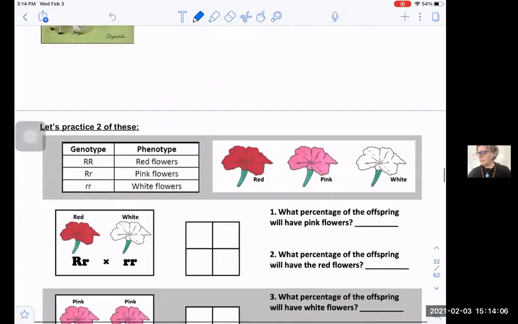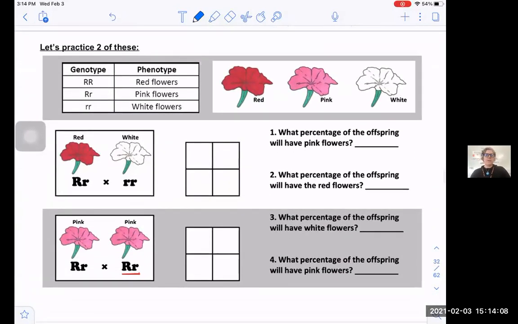All right, so let's practice this. I have some examples here. Just as a reminder again, big R is going to represent our red flowers. The heterozygous is going to be pink. And little r is going to represent the white version.